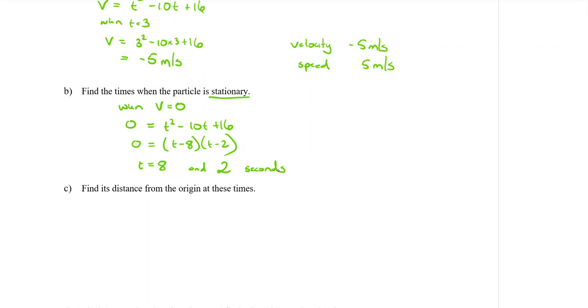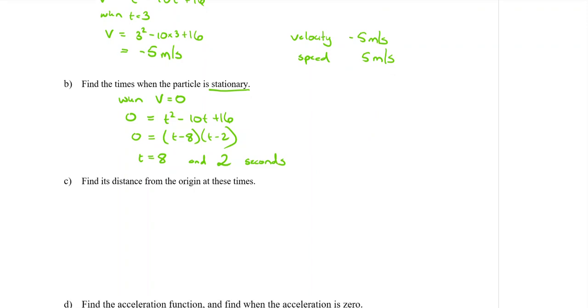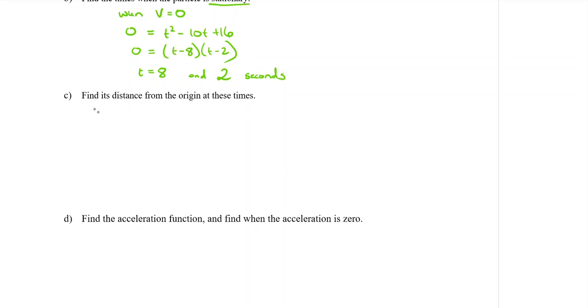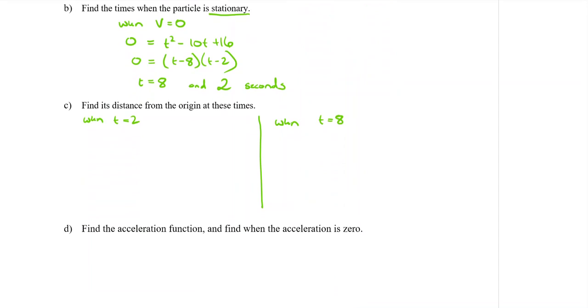Find its distance from the origin at this time. So that's going to be going back to the displacement equation, and we want to sub in that time is equal to 2 and time is equal to 8. So I'm going to split it in half here. This will be when t equals 2, and this will be when t equals 8. And we're talking about distance. So this is our displacement equation, the one up at the very top. So it will be x equals 1/3 times 2 cubed minus 5 times 2 squared plus 16 times 2 minus 8.